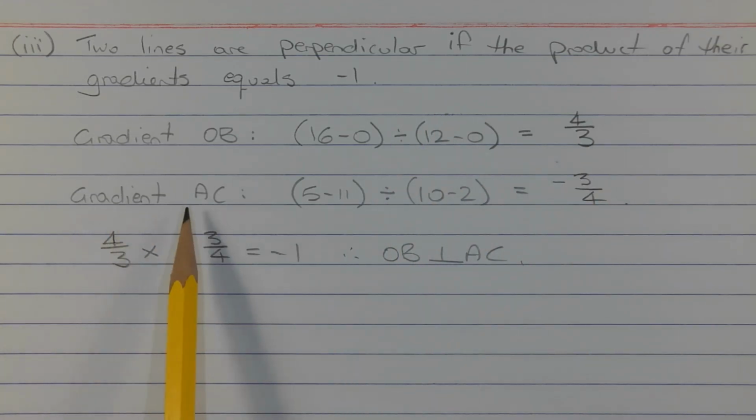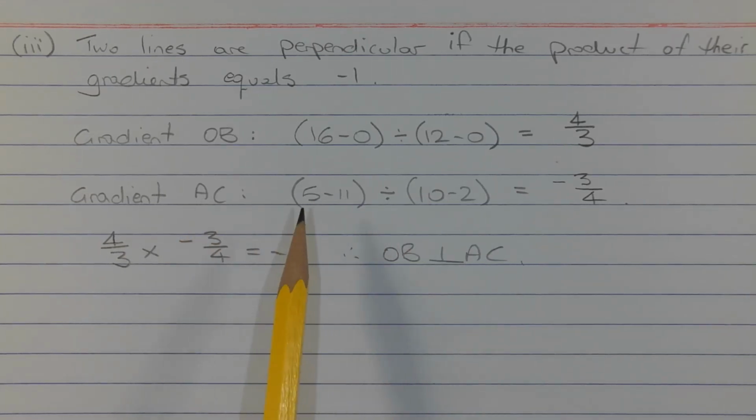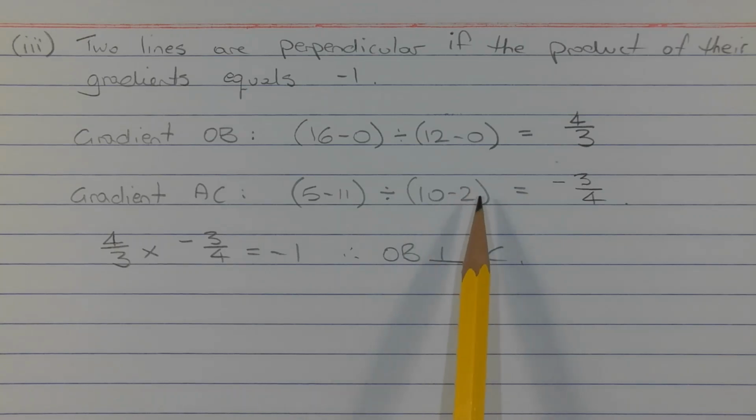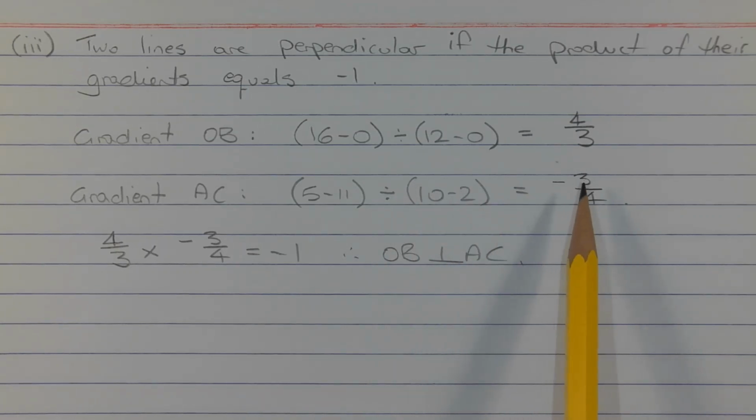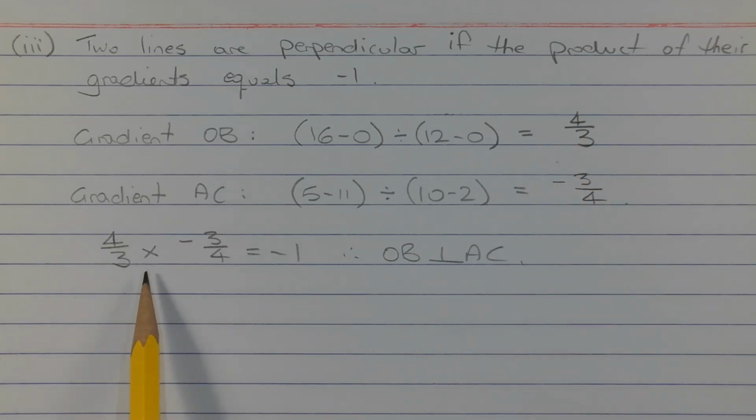Now the gradient of interval AC, found in a similar way, is (5 minus 11) divided by (10 minus 2), which gives us -3/4 as a fraction. So multiplying these two gradients together, 4/3 times -3/4 gives us -1. Therefore, OB is perpendicular to AC.